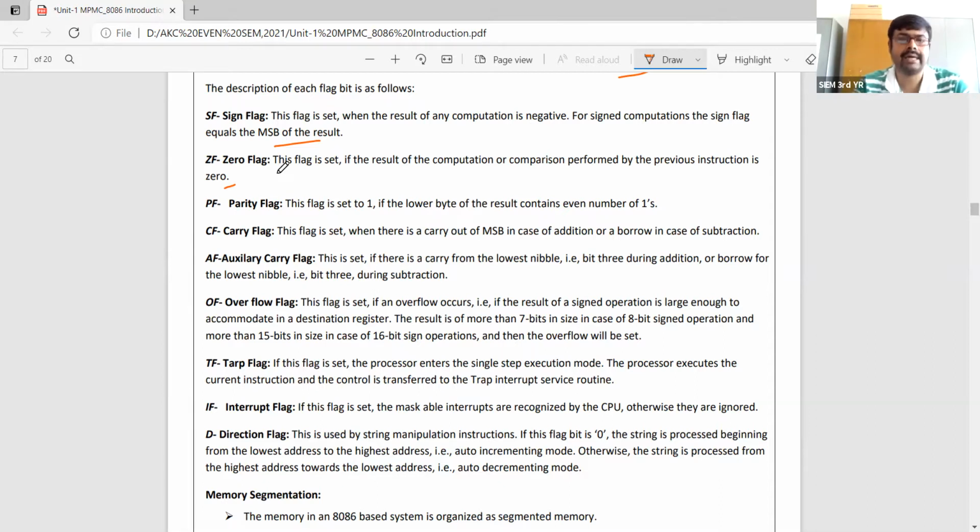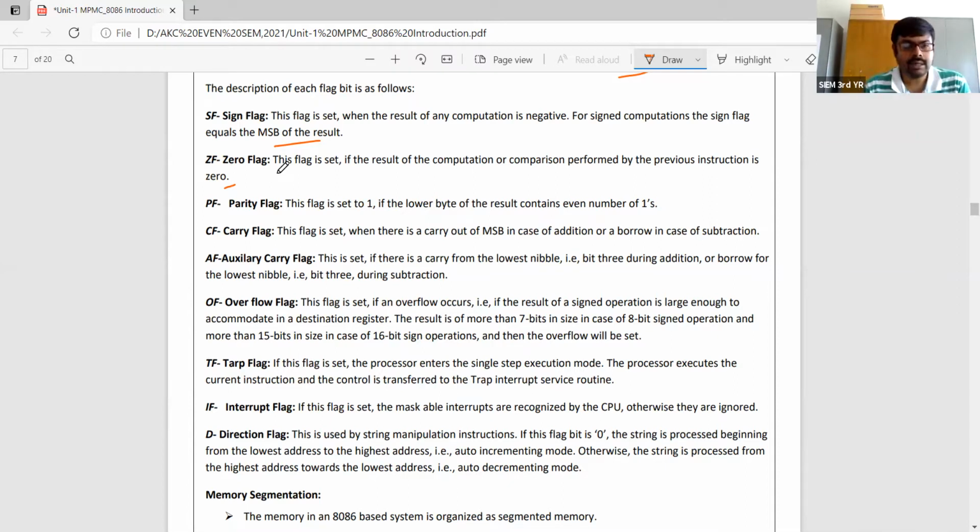Next, the CF, the full form is carry flag. This flag is set when there is a carry out of the MSB. Obviously, in case of MSB, if there is a carry, then this flag will be set, in case of addition, or a borrow, in case of subtraction. But in case of subtraction, if we take any borrow, then this carry flag will be set.